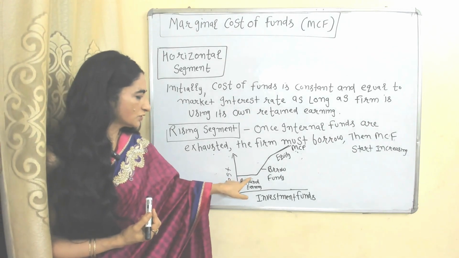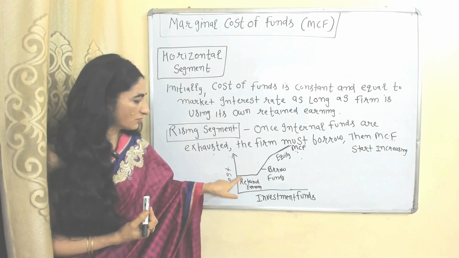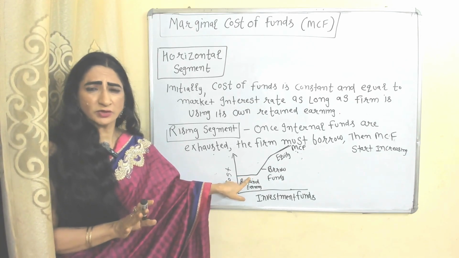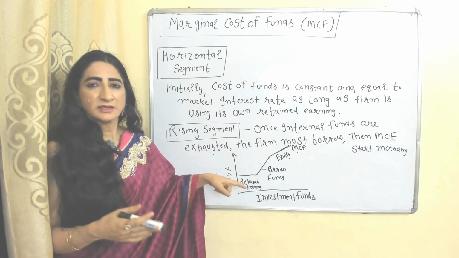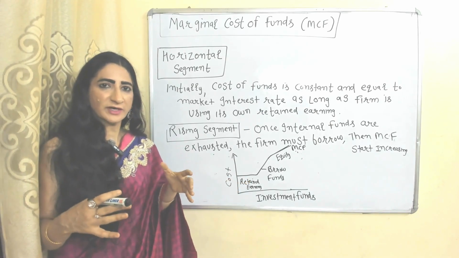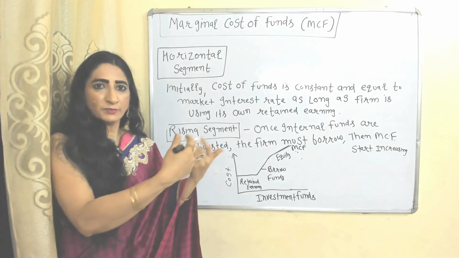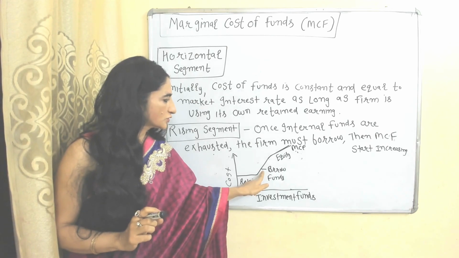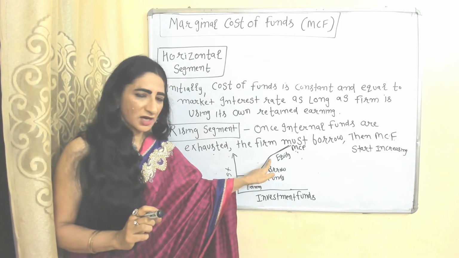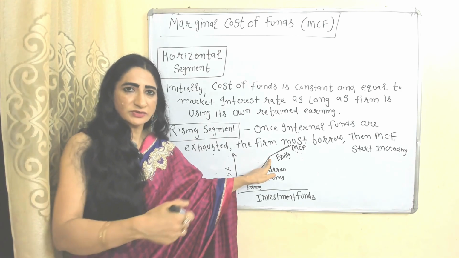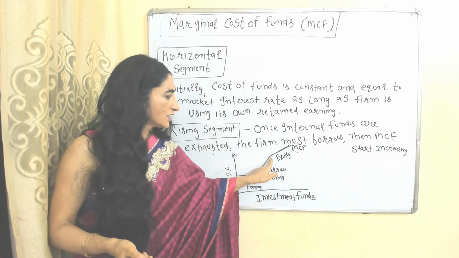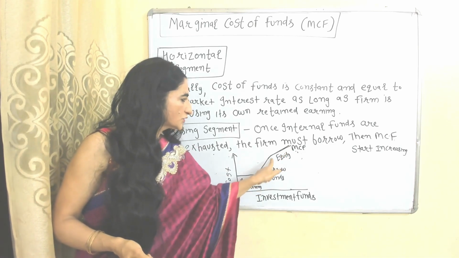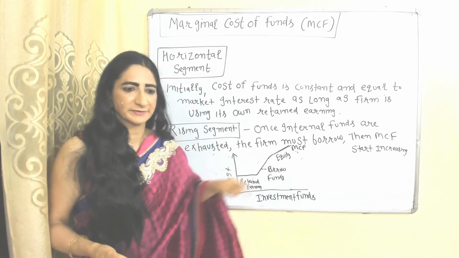Initially, when you are using your retained earnings, your marginal cost of fund will remain constant, equal to the market interest rate. But suppose your internal fund is exhausted, now you borrow money from the market. As a result, your marginal cost of fund starts increasing. Now you need more money, so you start selling your shares to the public, so your marginal cost of fund increases more. This curve shows the marginal cost of fund.